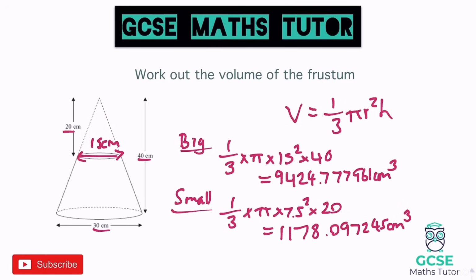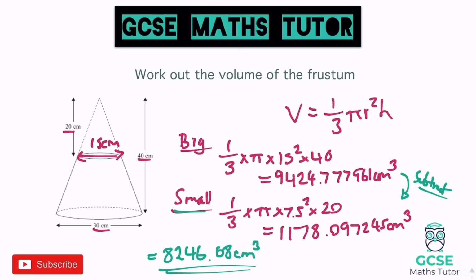So in order to work out the volume of what's left when the little cone's been cut off the top, we just need to do the big cone, subtract the volume of the little cone. So I'm just going to subtract this away from that, and do that on the calculator. 9424.777961, take away that answer there, leaves us with a total volume of 8,246. And I'm going to round it to 2 decimal places, although you would be told how to round it in a question, but I'm going to go for 0.68 centimetre cubed.